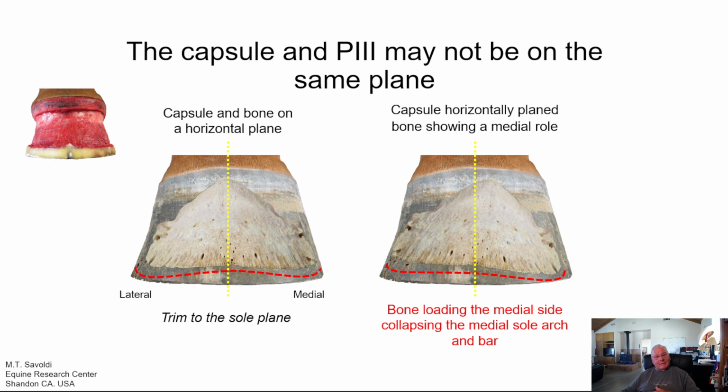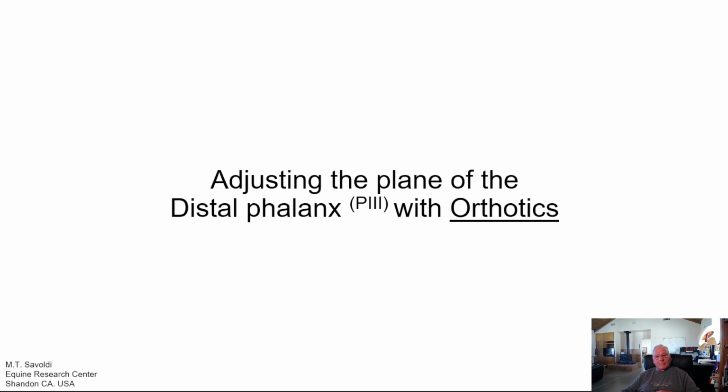But why is that? Well, let's see if we can explain some of the mechanics that take place. Remember that the body weight descends down the skeleton, and so the P3 bone is subject to body weight. And if the sole can't manage the body weight, if the arch in the sole cannot hold up to that body weight, then it will fail, and that will put the bone in a roll position. So, adjusting the plane of the distal phalanx with an orthotic. Let's see, I would like to, if I can, explain this.